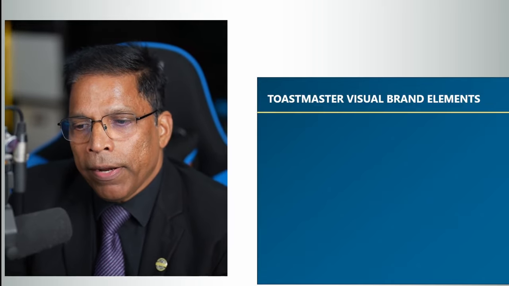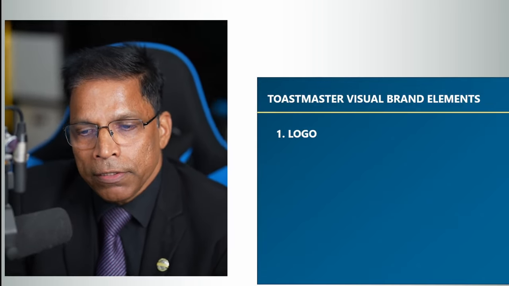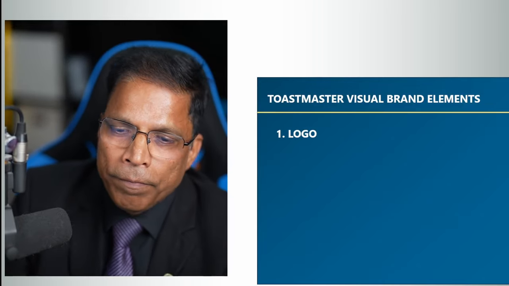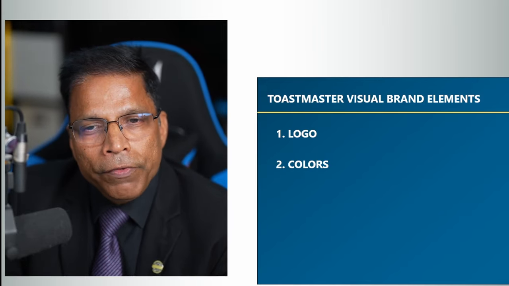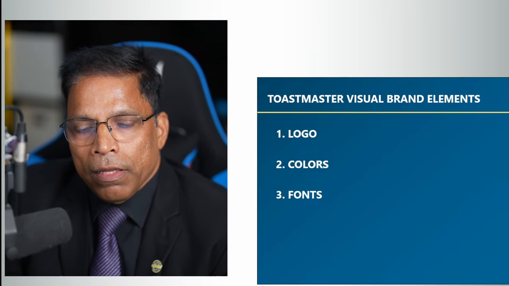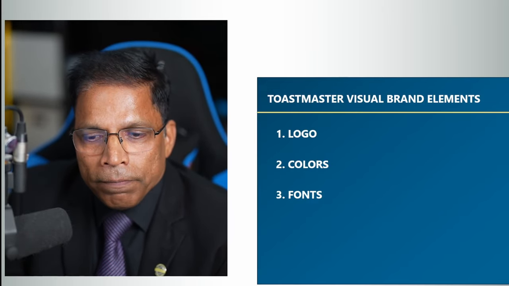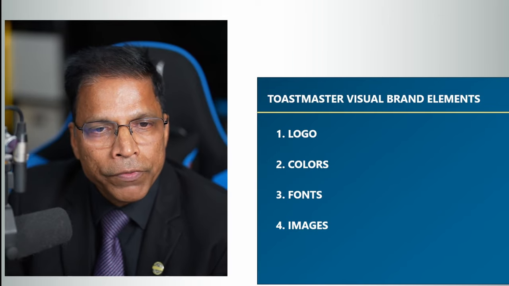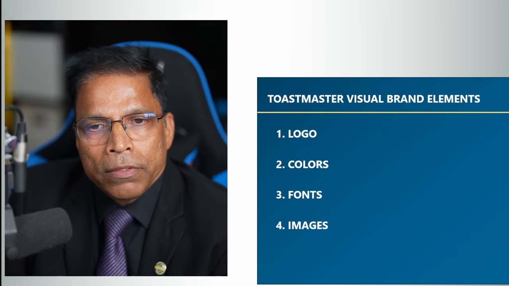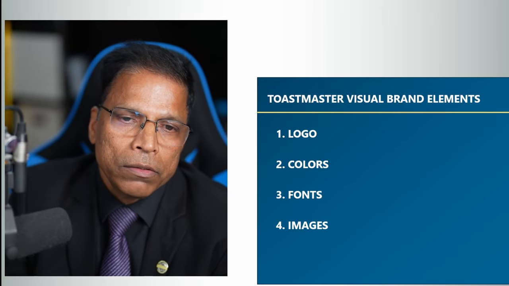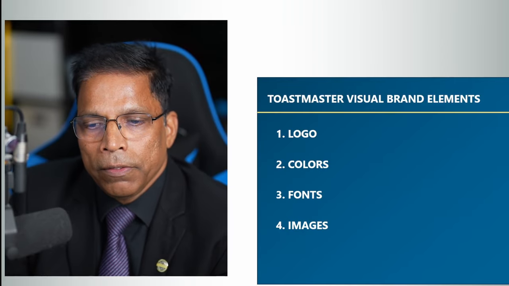Our visual brand elements of Toastmasters are just four. It's the logo. It's the colors that we use. It's the fonts that we use. And it's the images that we use. A combination of these is what Toastmasters branding is all about.